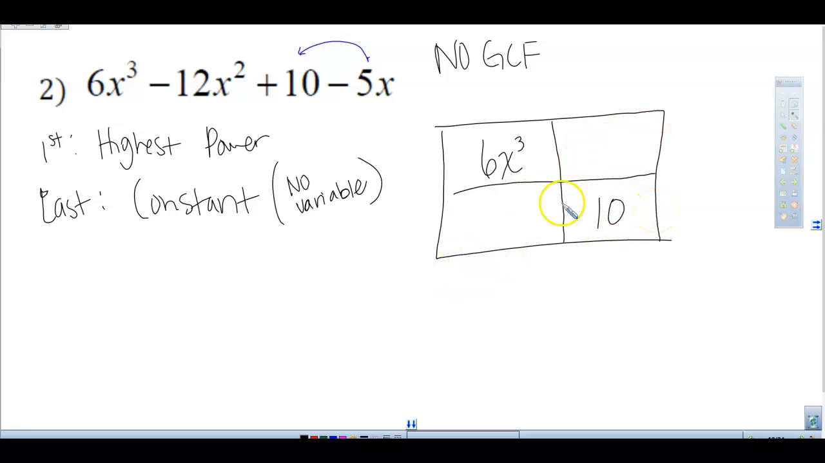And then the other two boxes, it doesn't matter which one you put, but you're going to put this negative 12x and the negative 5x, okay?